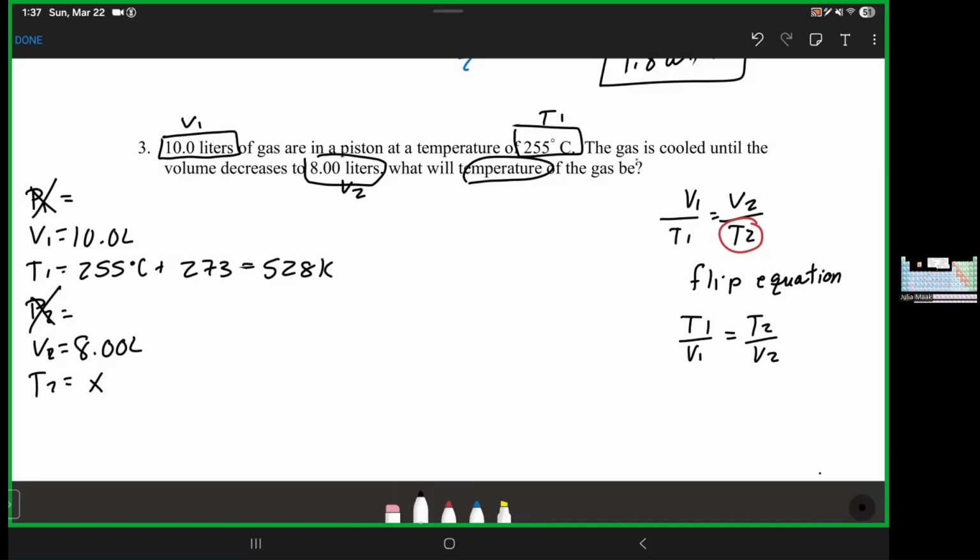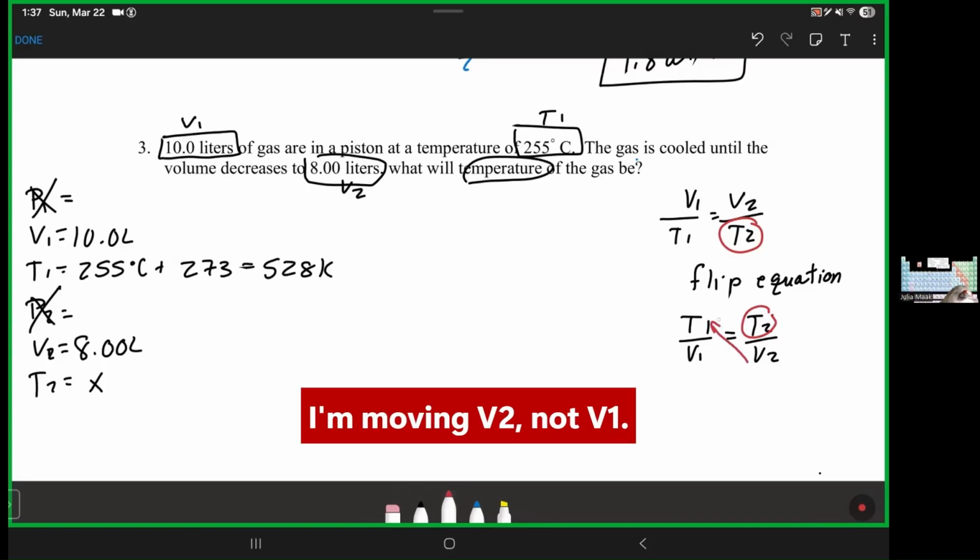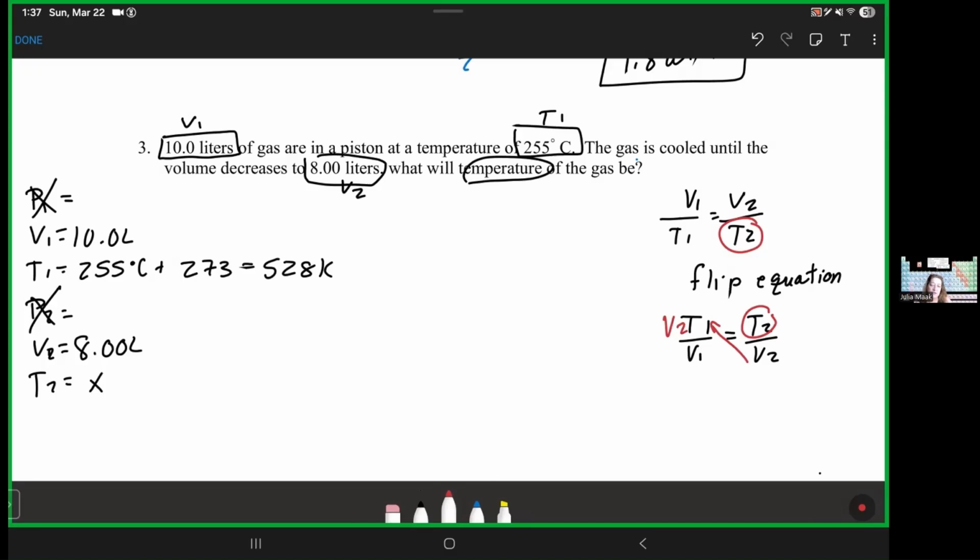Okay, so I'm isolating my T2. So I'm going to bring my V1 to the top on the other side. Remember, it just goes to its diagonal across the equal sign, because what we're doing is we're multiplying by V2 and it cancels, so we multiply the other side by V2. So we get that T2 equals my T1 V2 over V1. Okay, so now that I have all of my numbers in the correct units, I'm in K for temperature, and my volumes are both in the same units.